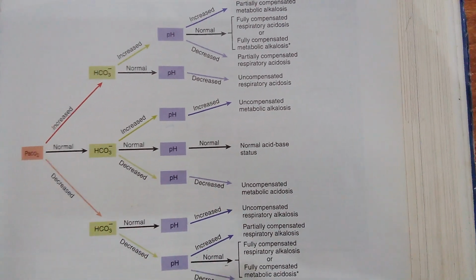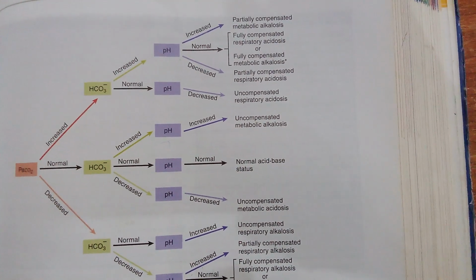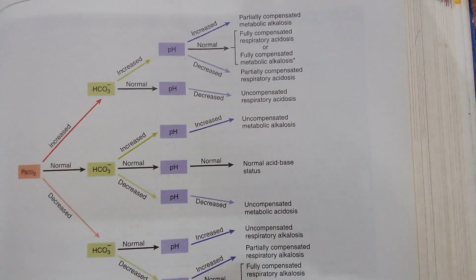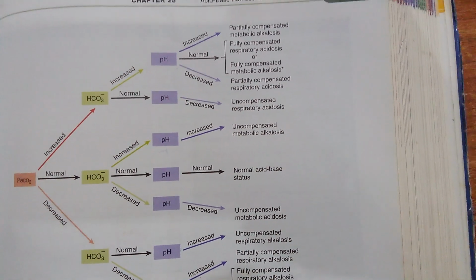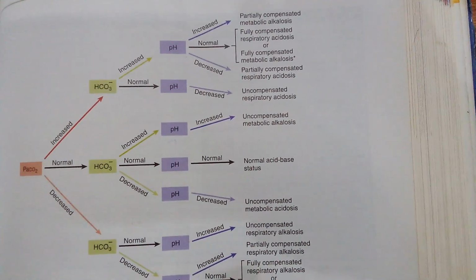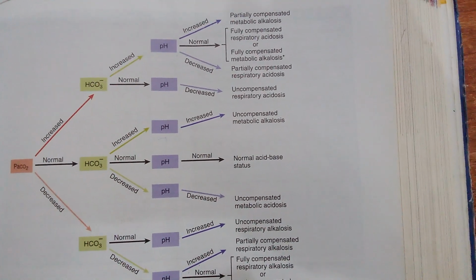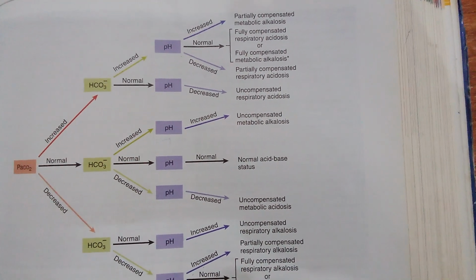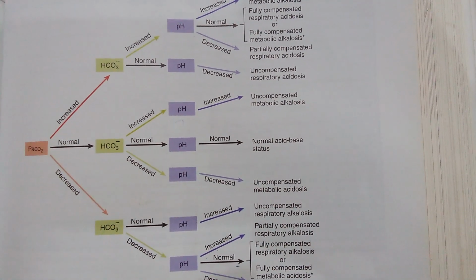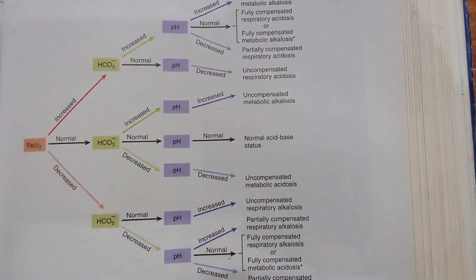the pH is normal. If the pH is increased, then it is metabolic alkalosis, compensated. If pH is normal, either it is respiratory acidosis or it is metabolic alkalosis. If pH is decreased, then it is compensated respiratory acidosis.